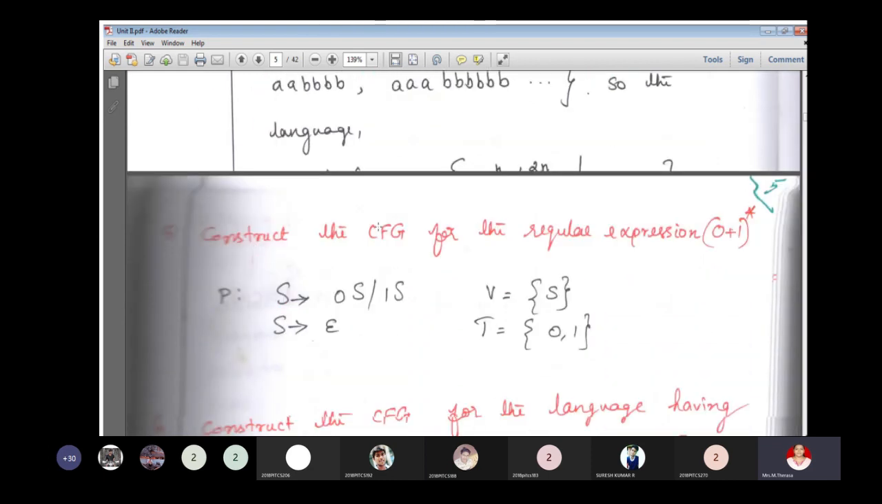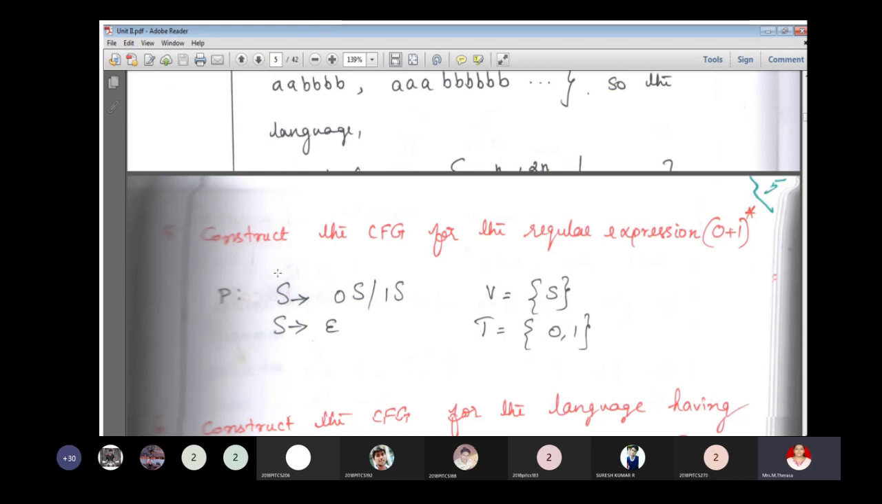Okay, next. Construct a context-free grammar for the regular expression (0 plus 1) the whole star. Okay. What is the meaning of (0 plus 1) the whole star? Any strings of zeros and ones. So now you're asked to write a context-free grammar to generate this language, a regular language. We know that a regular language is a subset of context-free language. So you can represent a regular language with a context-free grammar also.